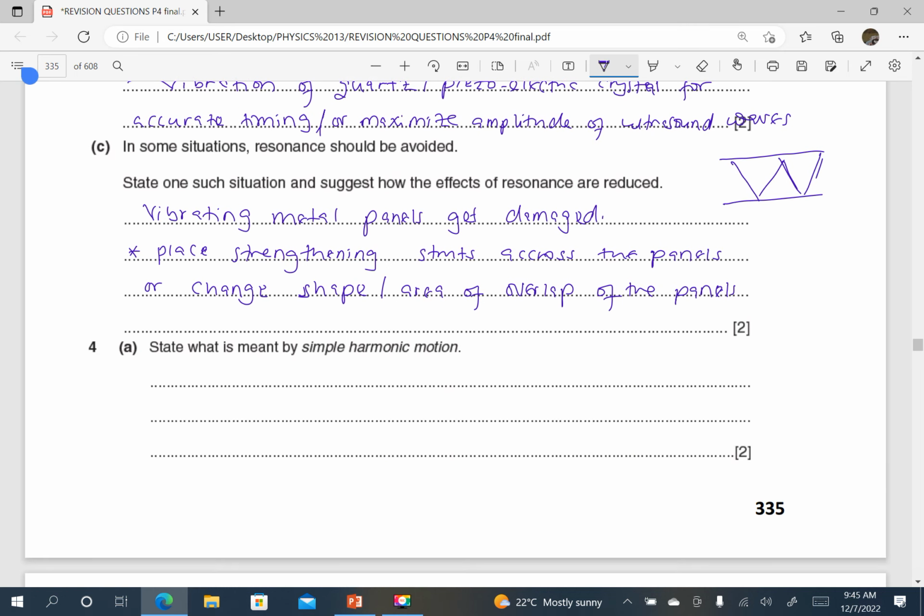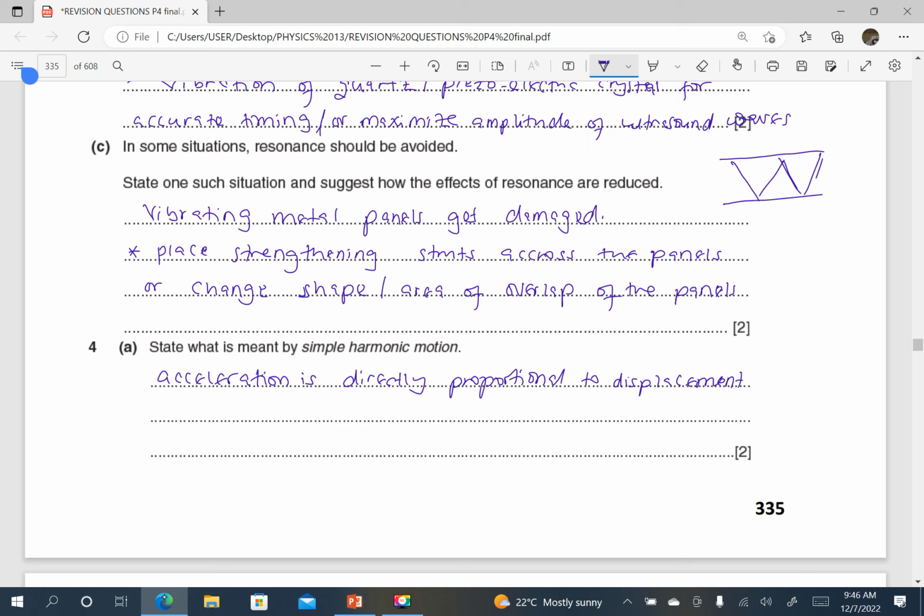Okay. State what is meant by simple harmonic motion. Motion is said to be simple harmonic motion if acceleration is directly proportional to displacement. Acceleration is directly proportional to displacement.